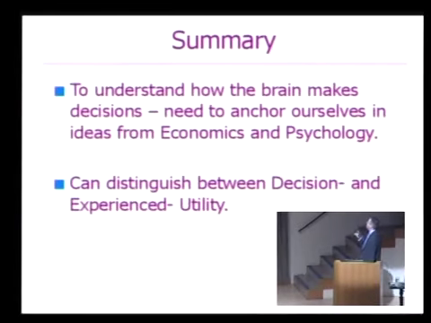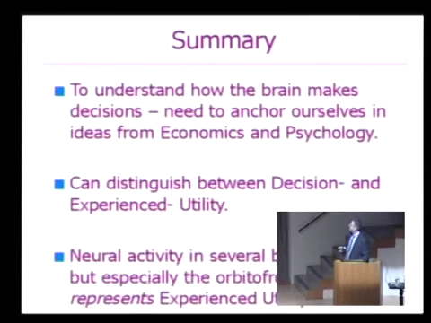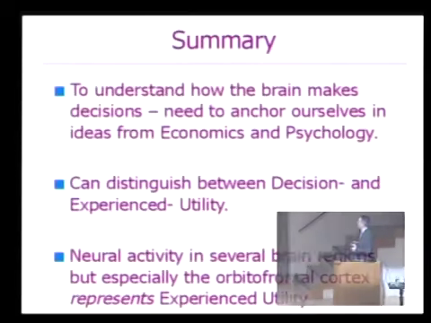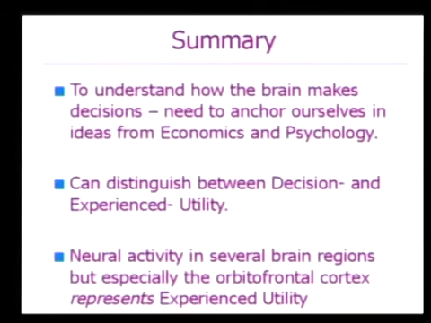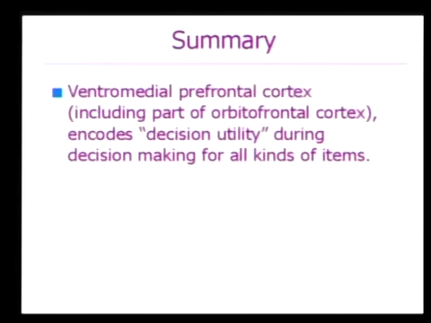And we can make a very simple distinction between decision utility, which is the utility of what you expect you're going to get, and you can use that to enter into your decision, versus experienced utility, which is the value of the thing you've actually got, you've sampled, the hedonic value of it. We do see regions of the brain that represent these kinds of signals, especially the orbitofrontal cortex involved in experienced utility. And we saw evidence for ventromedial prefrontal cortex representing decision utility.